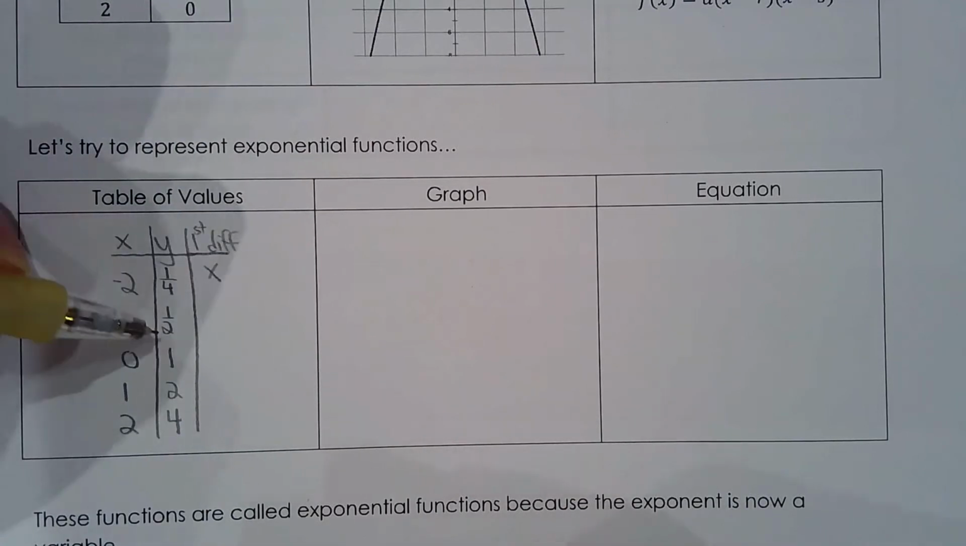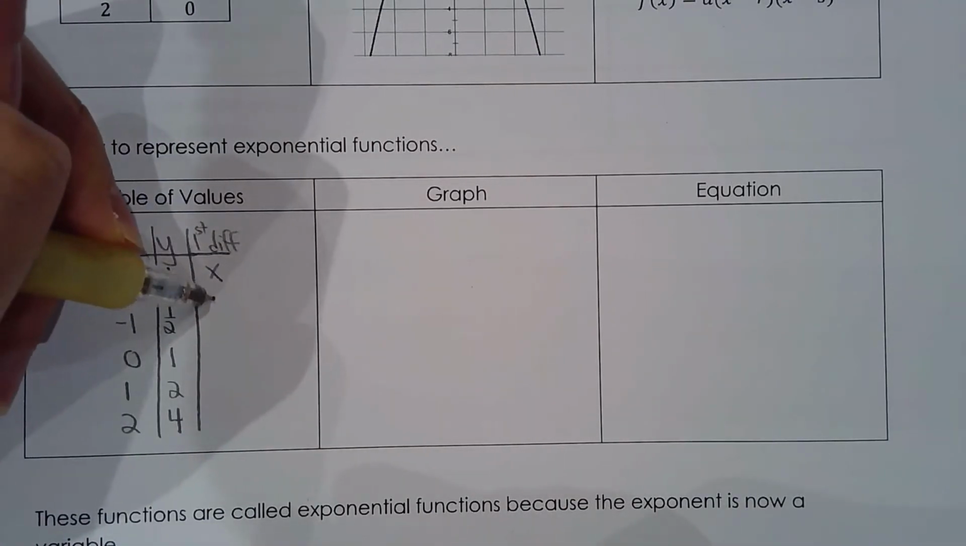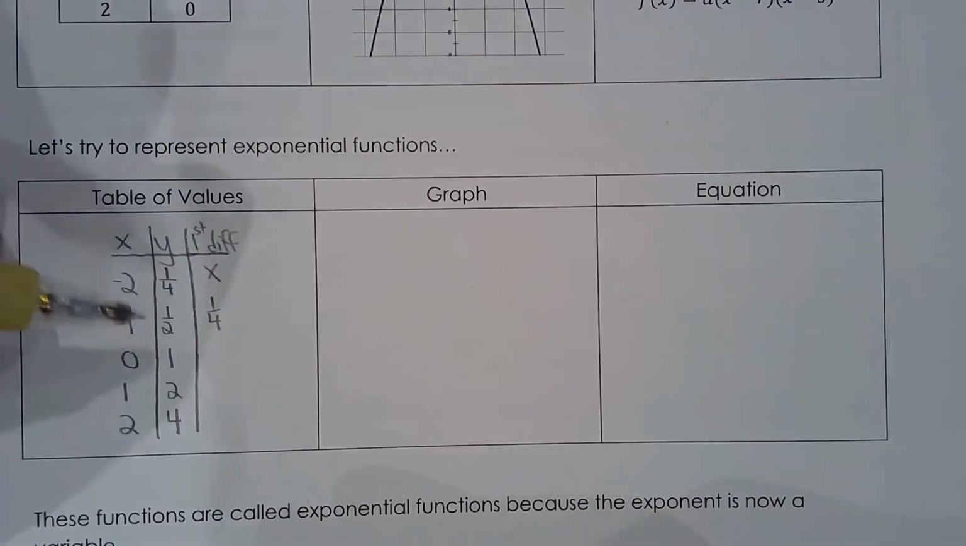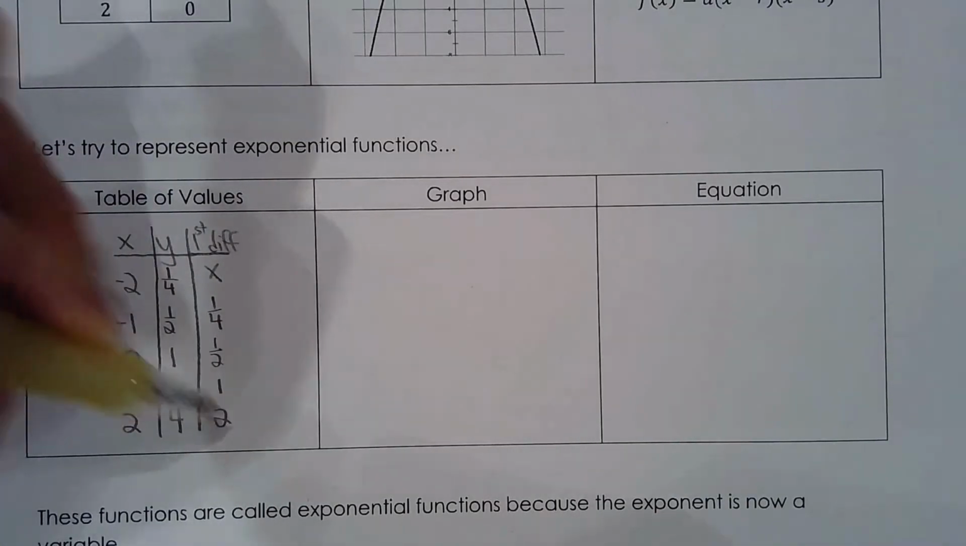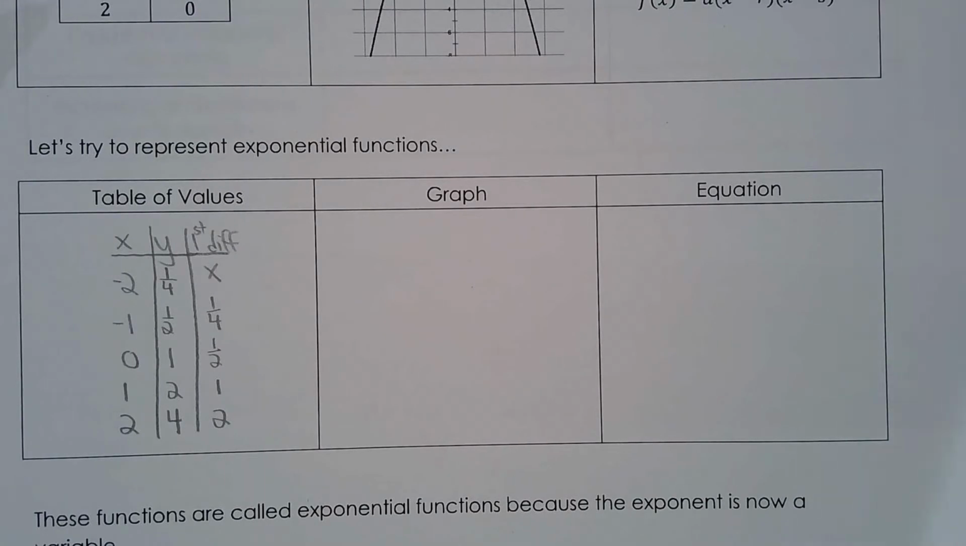So to go from 1/4 to 1/2, it was increased by 1/4. From 1/2 to 1, it increased by 1/2, and then increased by 1, increased by 2. So clearly, the first differences are not constant, which means you do not have a linear relationship. And if you find the second differences, also prove that you don't have a quadratic relationship. But what I really want to show you is that this table represents an exponential relationship, okay? How can I show that?